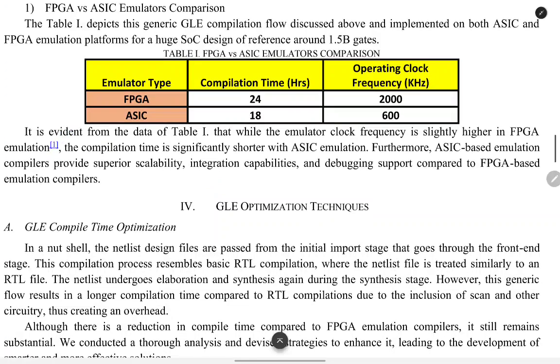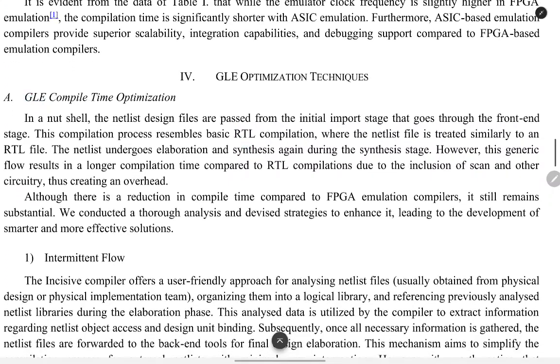As is evident from the data in Table 1, while the emulator clock frequency is slightly higher in the FPGA emulation, the compilation time is significantly shorter in an ASIC emulation. Furthermore, ASIC-based emulation compilers provide superior scalability, integration capabilities, and debugging support compared to the FPGA-based emulation compilers. Chapter 4. GLE Optimization Techniques. A. GLE Compile Time Optimization.